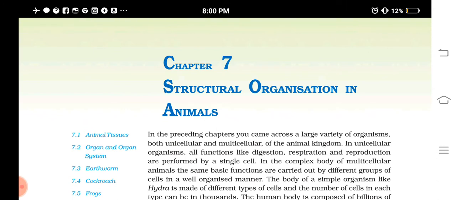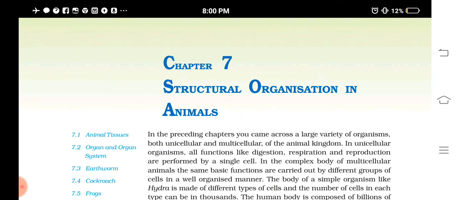And chapter 7 I am going to teach you now. In that, you have to study only the tissues, animal tissues. The morphology, anatomy and functions of different systems, you need not study. The topics which I am teaching you, only those you need to study.